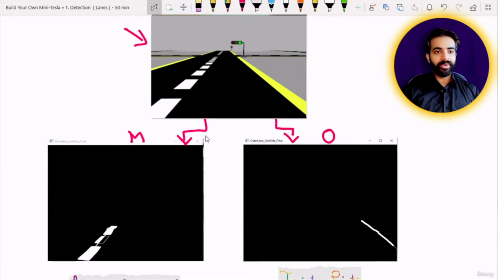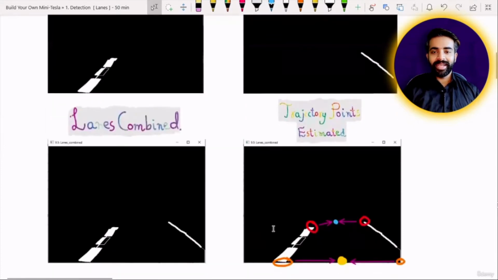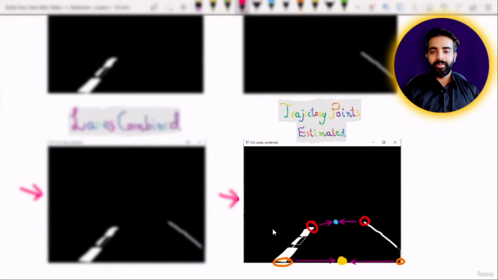Now these M and O were combined to make a thing known as lanes combined, shown right here. Now from these lanes combined, we were able to estimate the probable road path. Now this probable road path is composed of a lot of points. Let's call these points trajectory points. These trajectory points can be computed from the lane line points by finding the mean of each corresponding lane line points on both sides. But we will only find the extrema of the probable road path because those are the only necessary points to compute the complete road path.